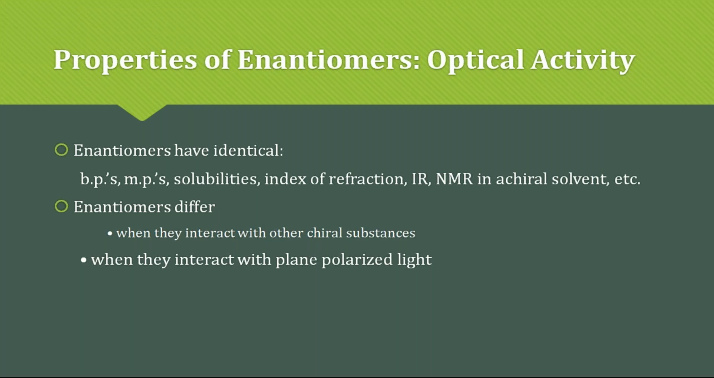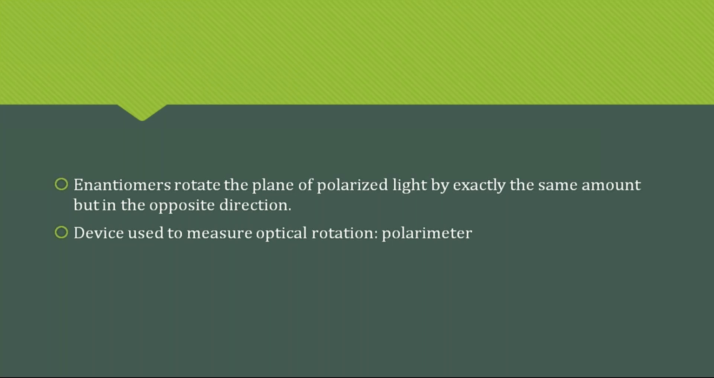Okay. So enantiomers rotate the plane of polarized light by exactly the same amount, but in the opposite direction. So whatever the dextro and whatever the levo, the polarized light is rotated either towards the left or right, with the same amount, same intensity. The device used to measure optical rotation is termed a polarimeter.